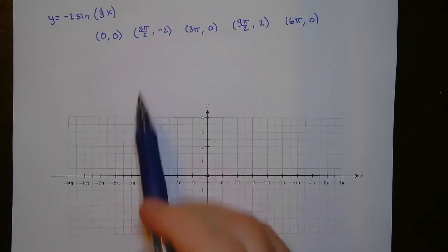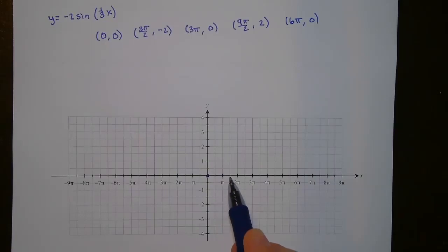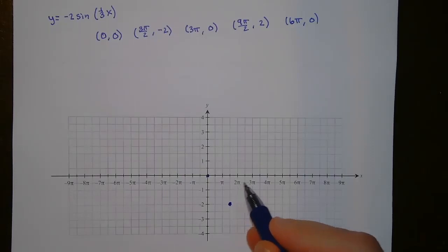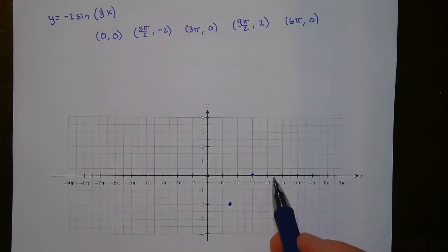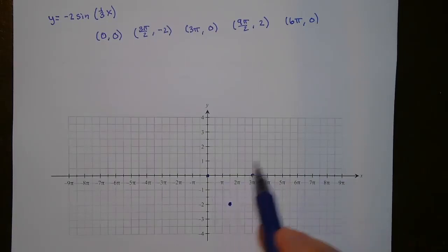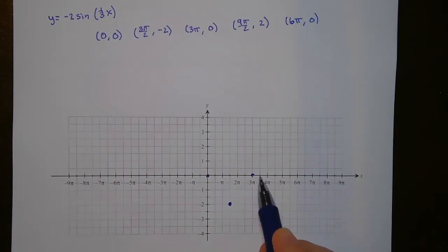And the next point is going to be at 3 pi over 2. So this is pi over 2, 2 pi over 2, and this would be 3 pi over 2, and I'm at -2. So I'm going to go down to -2, which would be right here. Okay, and then I'm going to go to 3 pi, which would be right here, and I'm going to be back at 0. Okay, and then 9 pi over 2. So I've got to count by pi over 2: 1 pi over 2, 2 pi over 2, 3 pi over 2, 4 pi over 2, 5 pi over 2, 6 pi over 2, 7 pi over 2, 8 pi over 2, 9 pi over 2, right there.